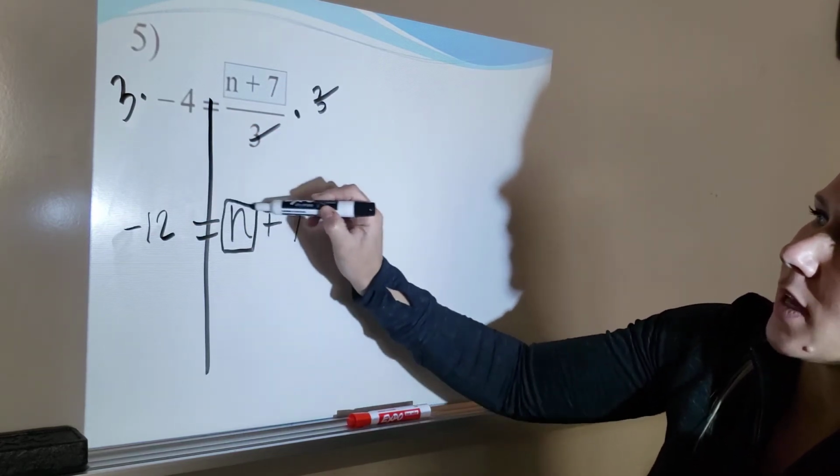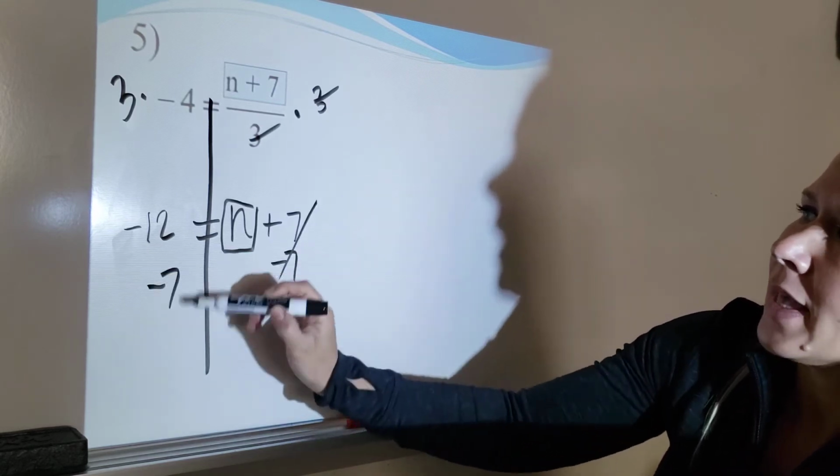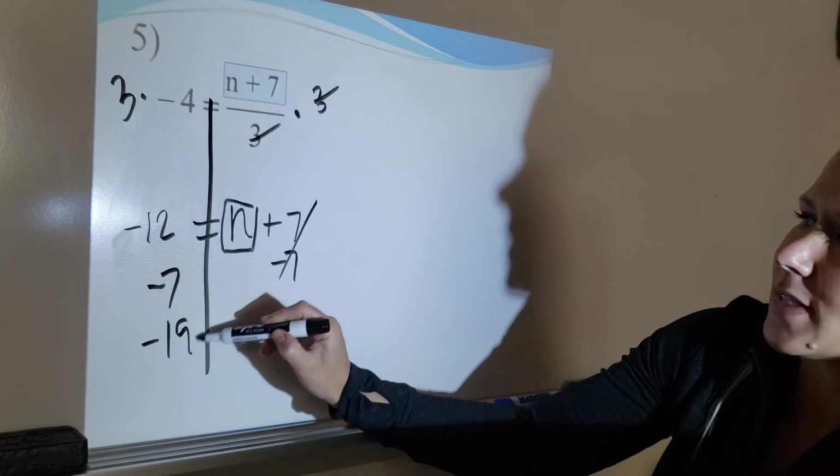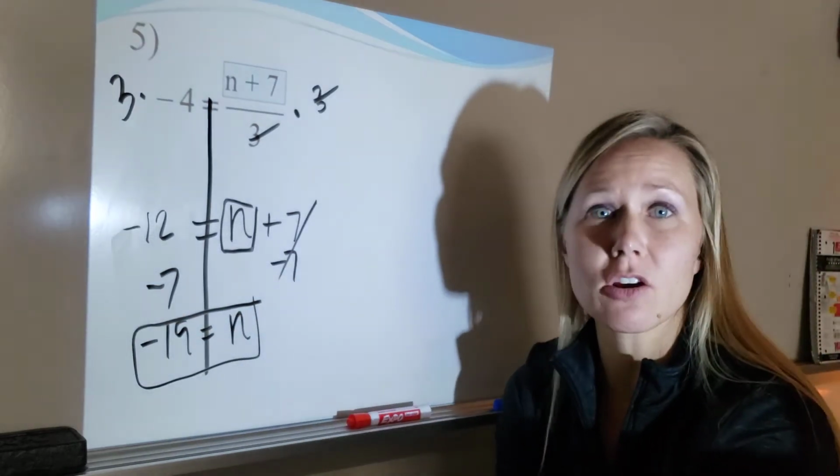So my goal is to get the n by itself. I want to minus the 7, send home these guys. Negative 12 minus 7 is negative 19. Negative 19 equals n. Now check your answer.